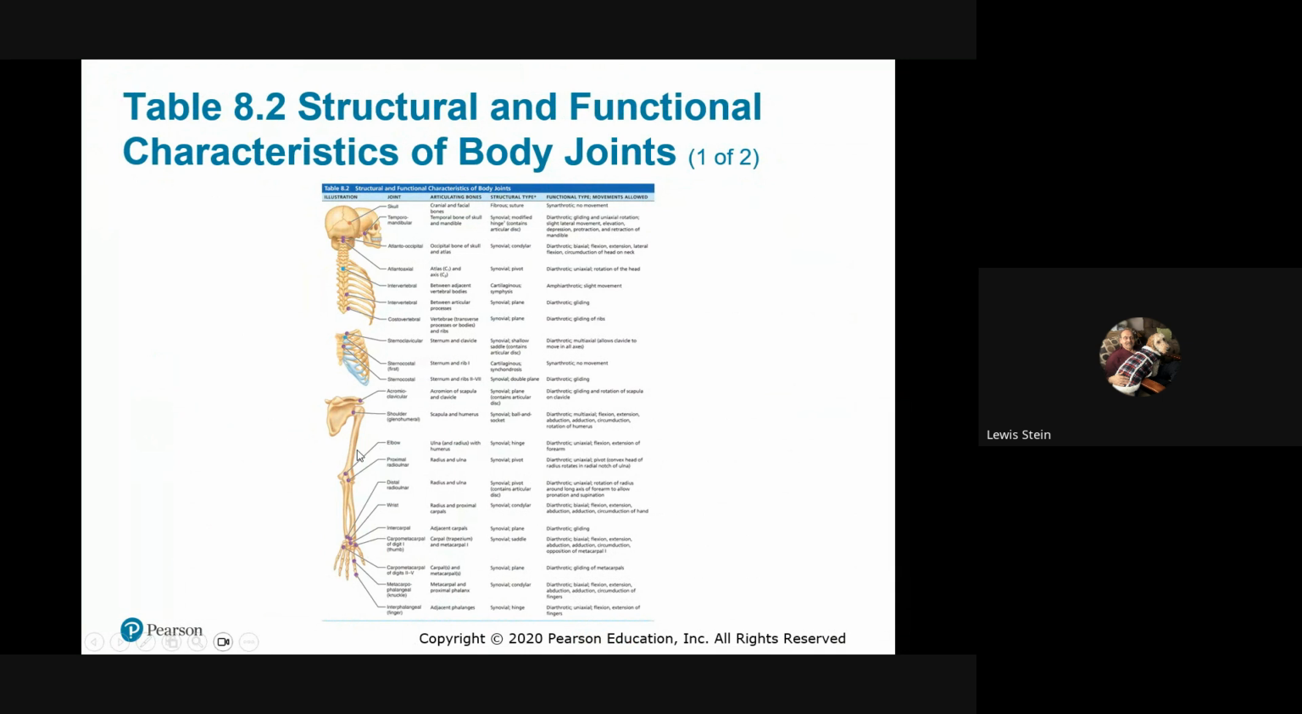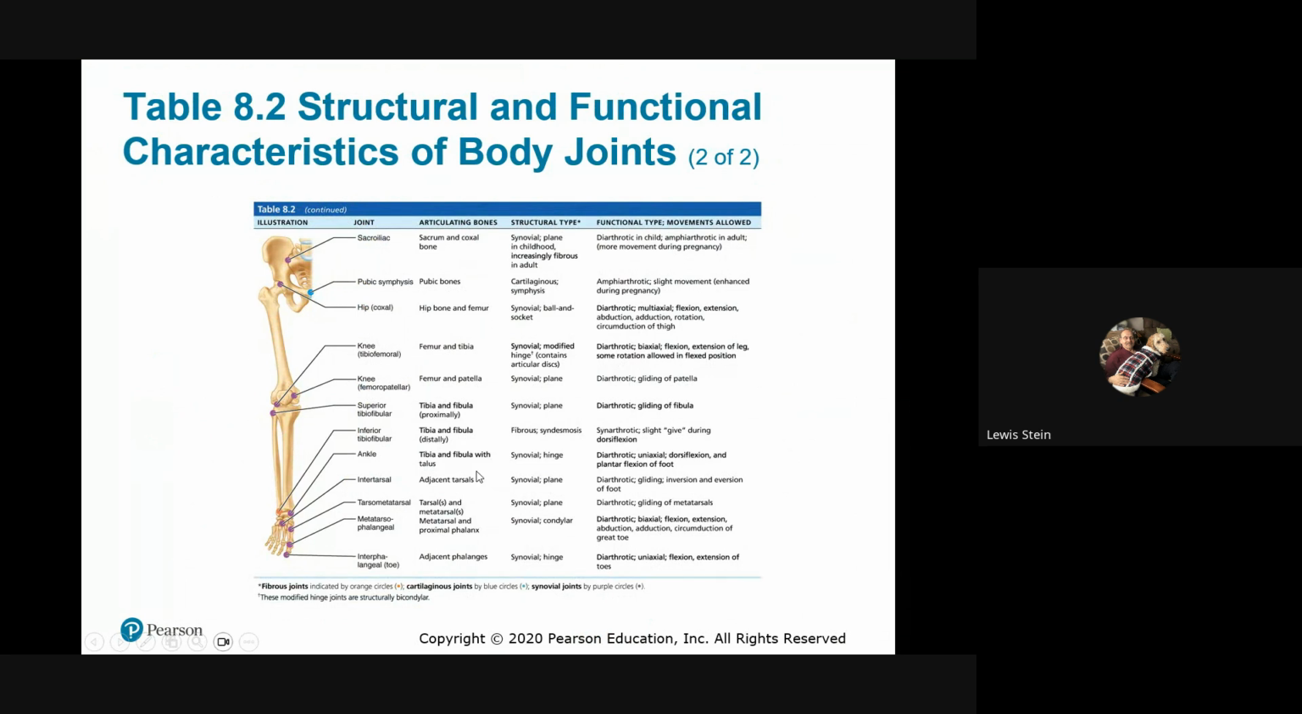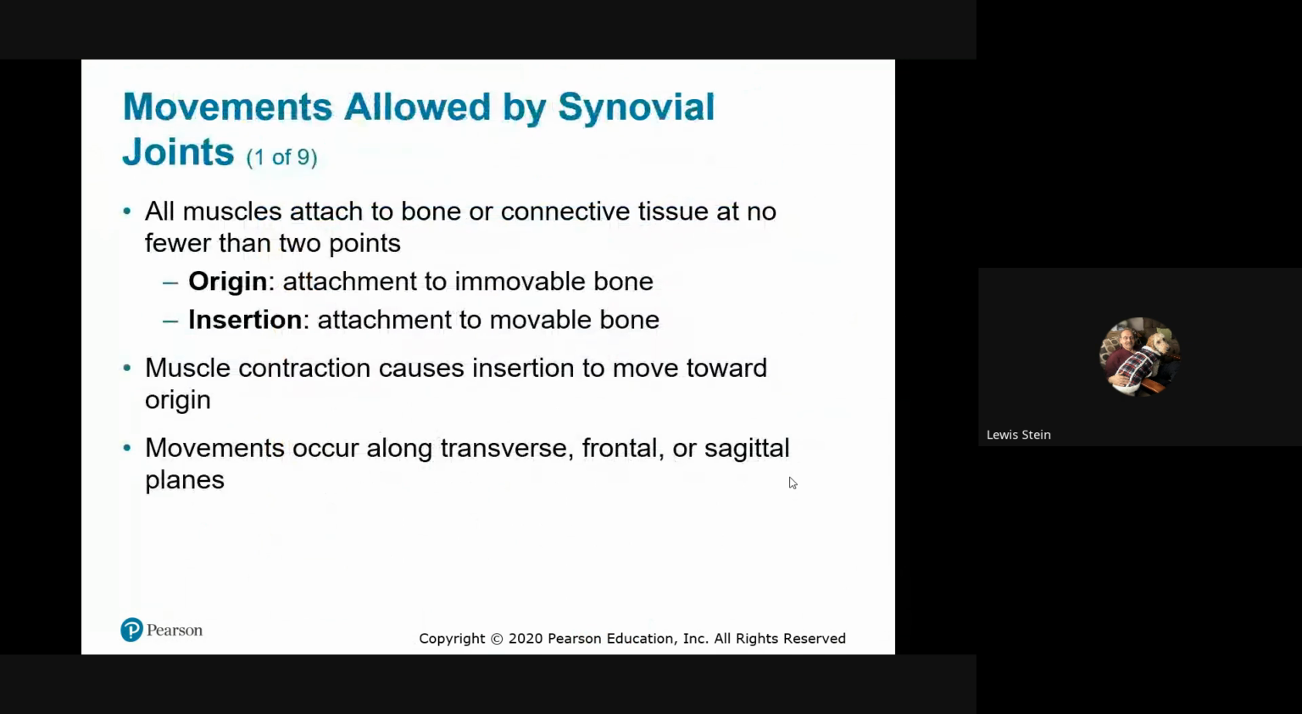This is great. If you want to look at this and learn all the names of the joints, and what bones they involve, go ahead. But the ones that are important, we're going to go over. If you're in a field where this becomes relevant, you'll probably be studying things like this.